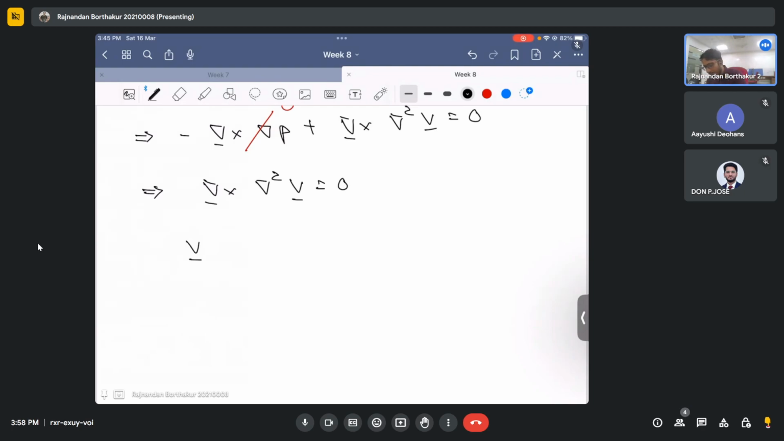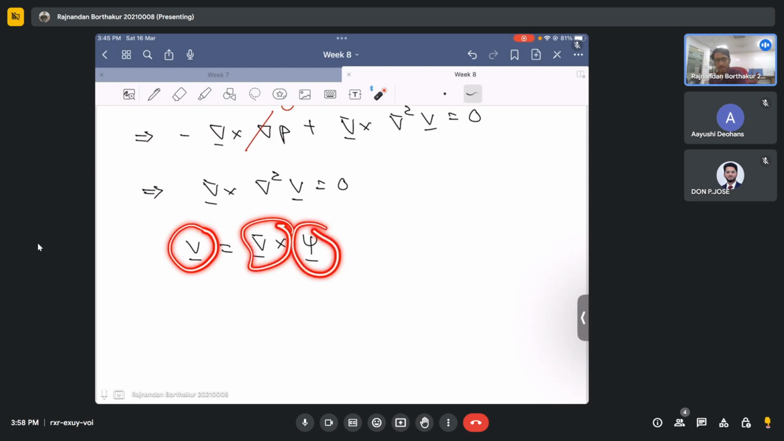Basically, the velocity field is related to the stream function vector as something like this: it is just the curl of psi, at least in the Cartesian coordinate system. This means that if I'm taking a curl, this has to be a vector, right?